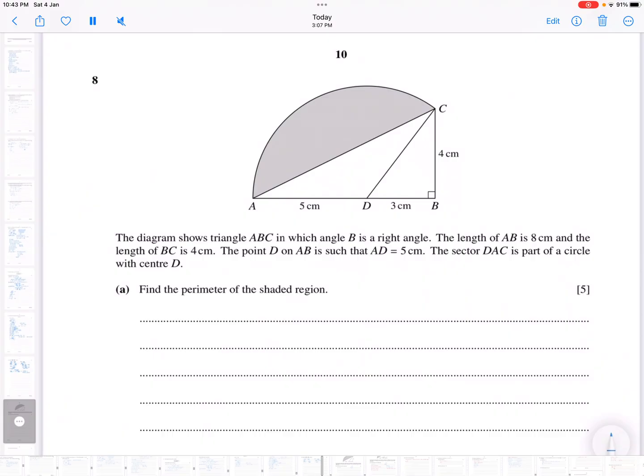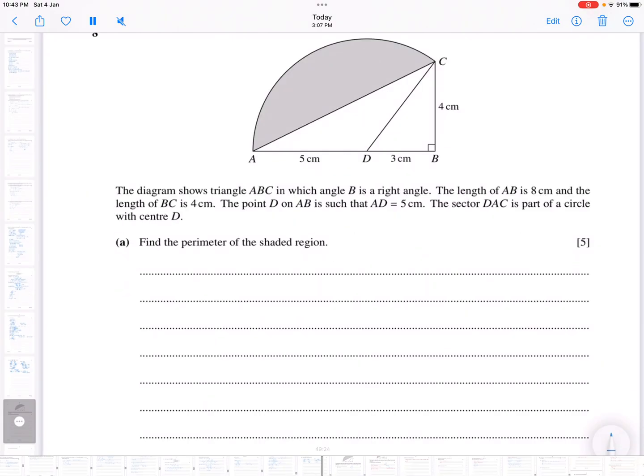In our question 8, the diagram shows triangle ABC in which angle B is a right angle. The length of AB is 8 cm and the length of BC is 4. Point D on AB is such that AD equals 5. Sector DAC is a part of circle with center D. Find the perimeter of the shaded region. So to find the perimeter of the shaded region, we have to find out the length AC and the length of the arc AC.